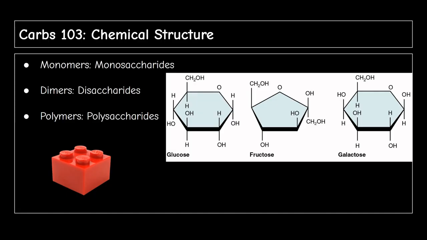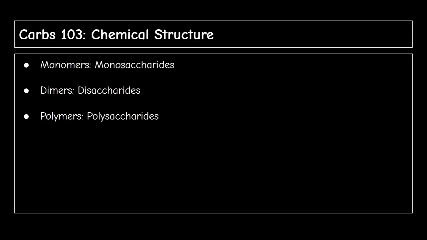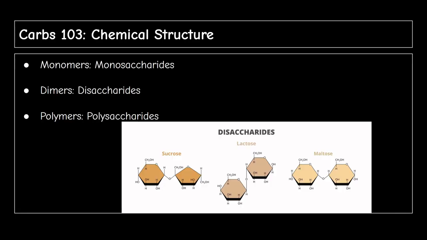Going on to dimer with the prefix di, meaning two. So when you add two things together, in our case, monomers, we have sucrose, which is the combination of glucose and fructose, lactose, which is the combination of galactose and glucose, and maltose, which is the combination of two galactose molecules.